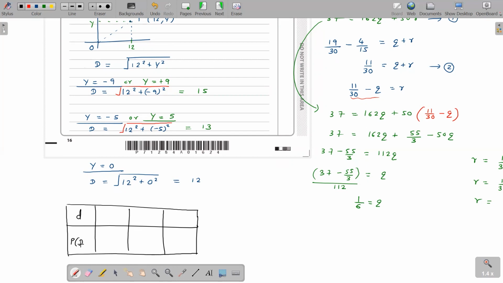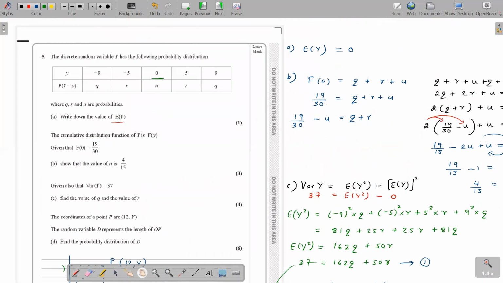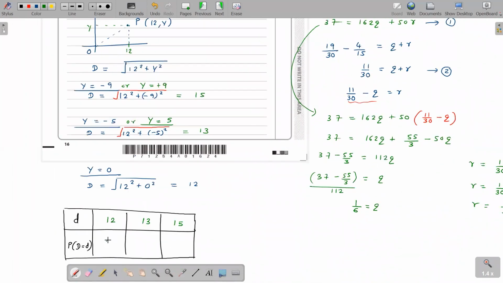So probability capital D equals small d. The values we have are 12, 13 and 15. Okay, so what's the probability of the distance becoming equal to 12? For 12, I only had one y value, right? From y equals 0. So from y equals 0, the probability value is u. What was our u value? 4 over 15. So this answer is 4 over 15. You get the distance 12 for y value 0. When y value is 0, the probability value was u, which is 4 over 15.